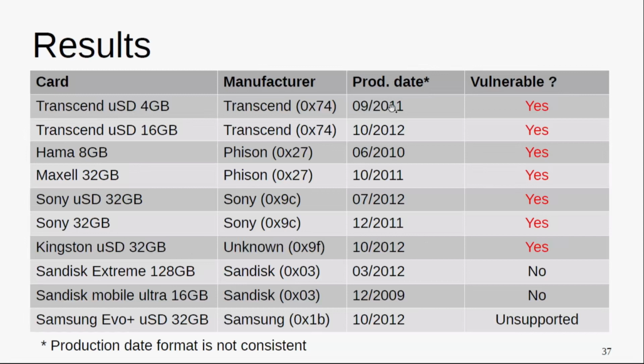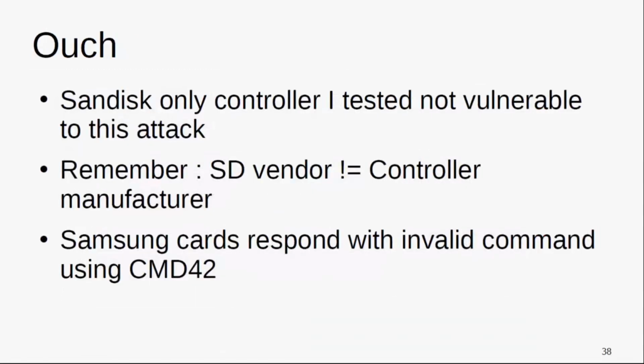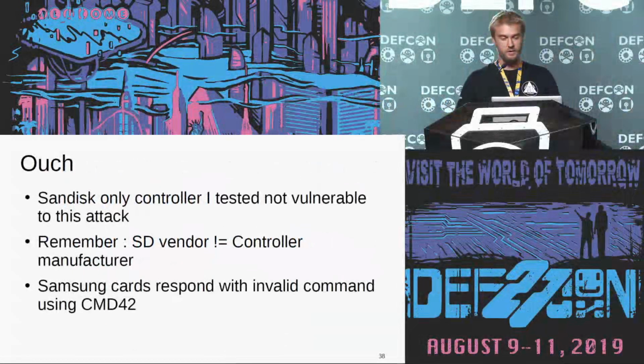Also, all those cards were bought this year, so we are in 2019, but the production date on the card is around 2010 or 2011. Again, this is a value taken from the card. I'm not sure it's the real production date, it's just the data that is inside of the card. Nearly all of those were vulnerable. The only ones that I was not able to use are the SanDisk models. And I was not able to use the Samsung cards, because when I tried to use the CMD42 command, the card responds with an invalid command.